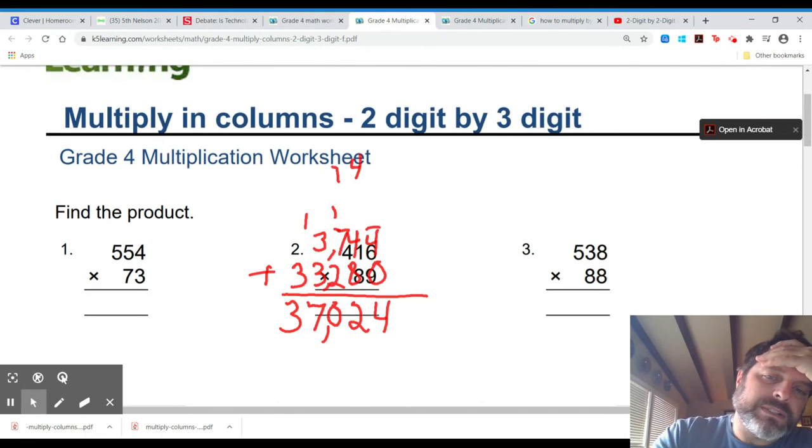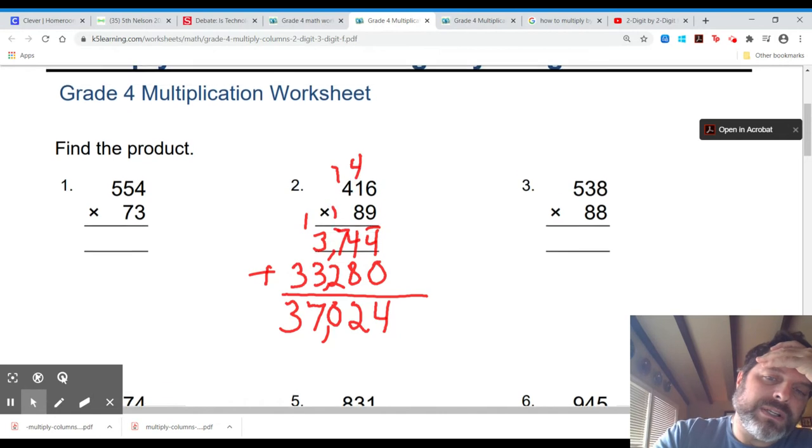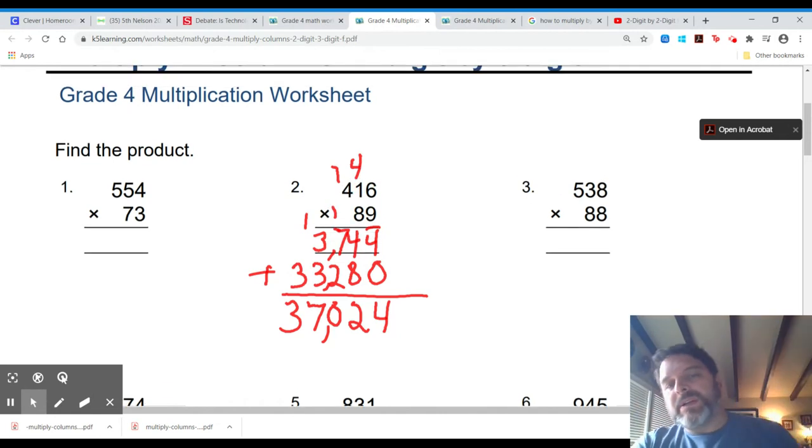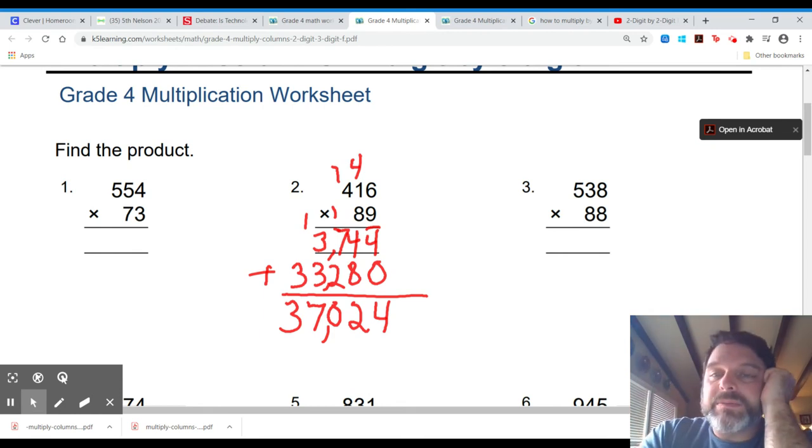When I was a kid, we actually used to have to check our answers. Do you know how to check your answers? No? We take 37,024 and we divide it by 89. It was really tough. All right, so the next one. Oh, wait, I remember having to check my answers.